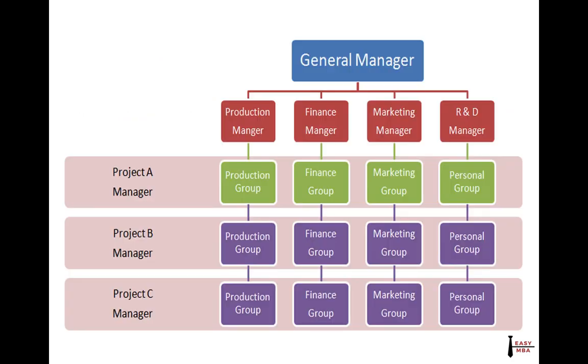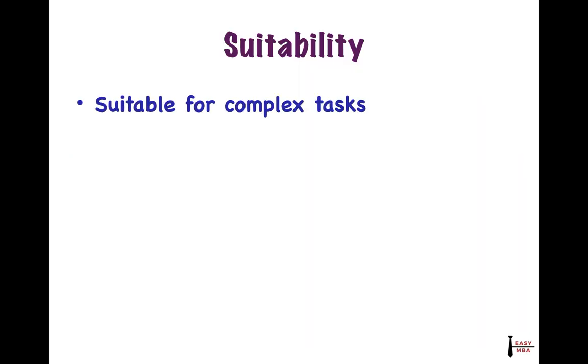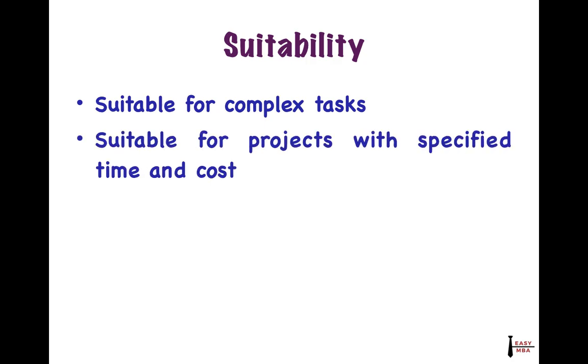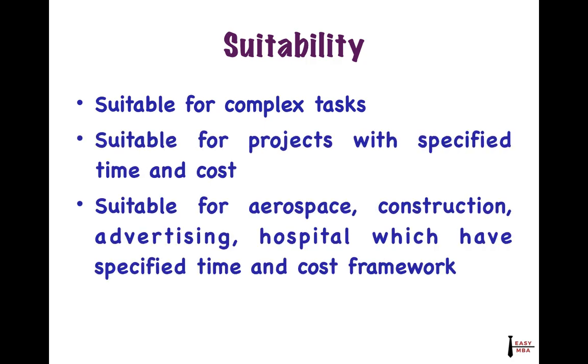So you can see how the grid organizational structure looks. We have project A manager, project B manager, and project C manager, and they are using production, finance, marketing, and R&D managers; they have formed specialists from all these different departments and work as a grid, a matrix organizational structure. Where is it suitable? It is suitable especially for complex tasks and for projects with specified time and cost. Usually it is used in aerospace, construction, advertising, and hospitals, where you have to work within a specified time and cost framework. So that type of organizational structure can be formed.